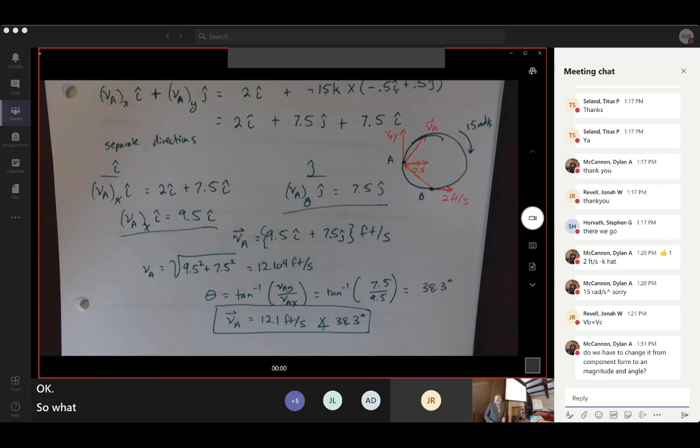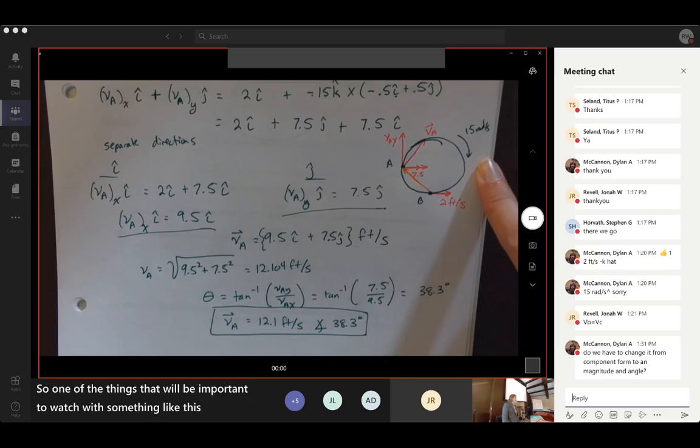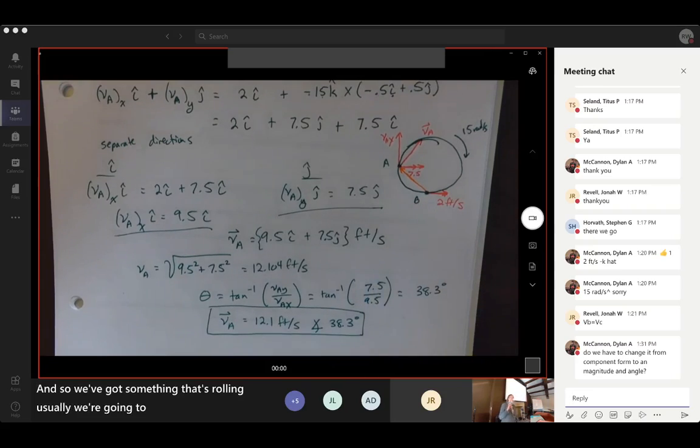So one of the things that will be important to watch with something like this is that we've got an object that isn't actually rotating about its center of mass. It's rotating about a different point. Okay, so when we've got something that's rolling, usually we're going to rotate about the point that's in contact with the ground. And it'll depend on what our ground is, what keeps us needing to rotate about a certain point. Okay. Are there questions at this point?